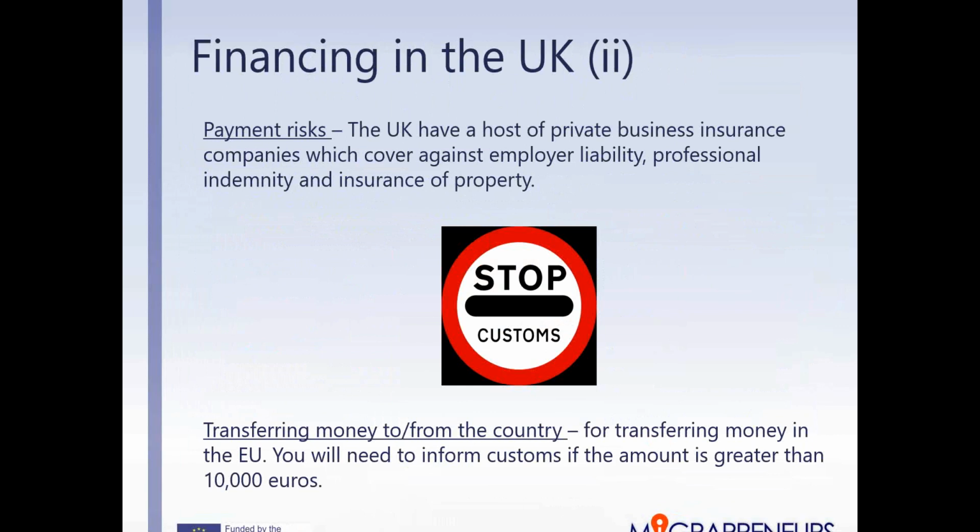In terms of payment risks, there is a host of private business insurance companies that can cover you against employer liability, professional indemnity and insurance of property. But you should check if your country of origin, where your business is based, also offers insurance against buyer default, because that wouldn't be covered from within the UK. If you're transferring money into or within the EU, you would need to inform customs if the amount is greater than €10,000.